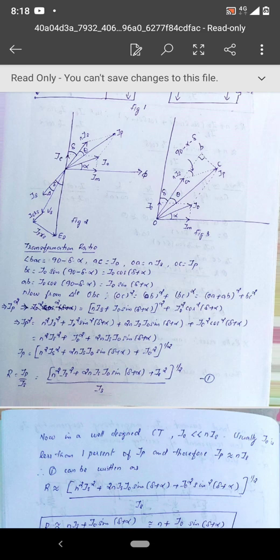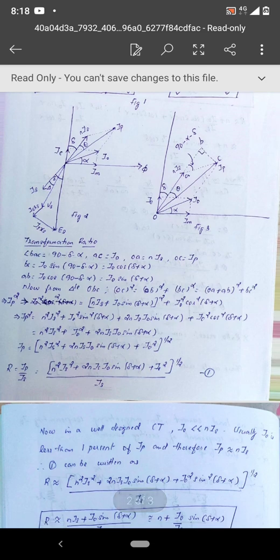So what is BC? BC you can calculate. If you know the angle 90 minus alpha minus delta, if you take the sine component, you can get the BC value. So BC is I naught sine of 90 minus delta minus alpha, which is equal to I naught cos of delta plus alpha. Similarly, AB is equal to I naught sine of delta plus alpha. So substituting everything in the equation, OC square is equal to OA plus AB the whole square plus BC square.